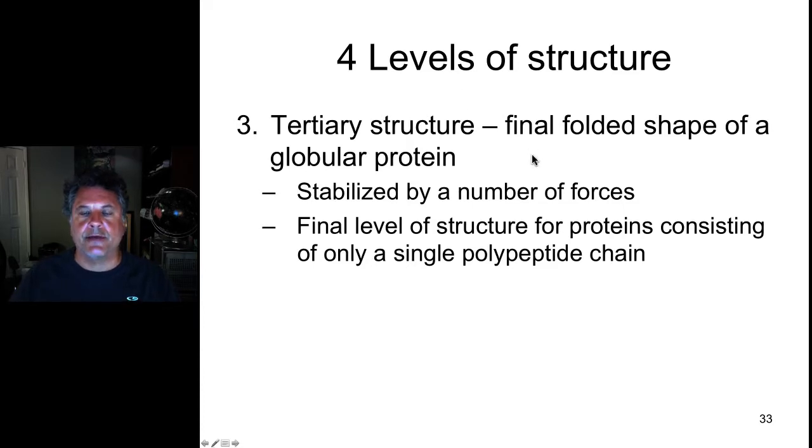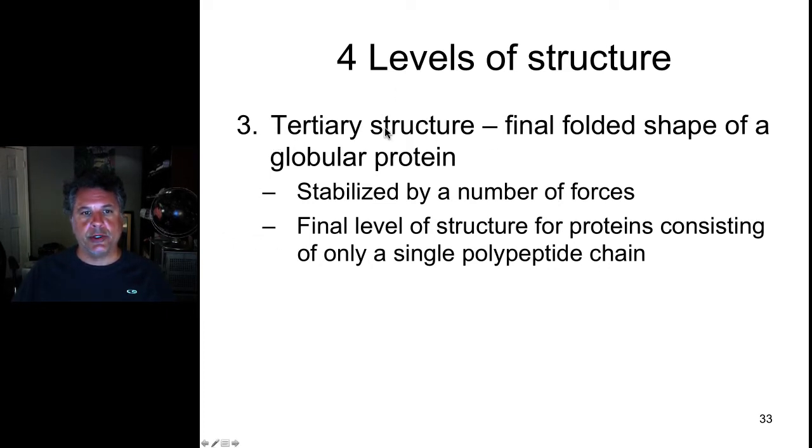Tertiary structure is the final folded shape of a protein chain. That shape is stabilized by a number of forces, sometimes including sulfhydryl bonds, covalent bonds between cysteine side chains. Hydrogen bonding can be very important. Ionic bonding between charged side chains of different amino acids can stabilize protein structure.